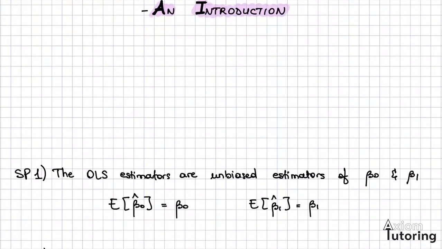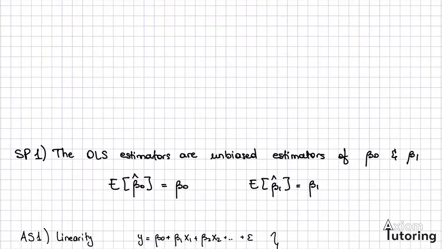We will finally be talking about the first statistical property, the unbiased property. The OLS estimators are unbiased estimators of the beta null and the beta 1, and the mathematical presentation being this expectation expression that we have seen in the previous videos.